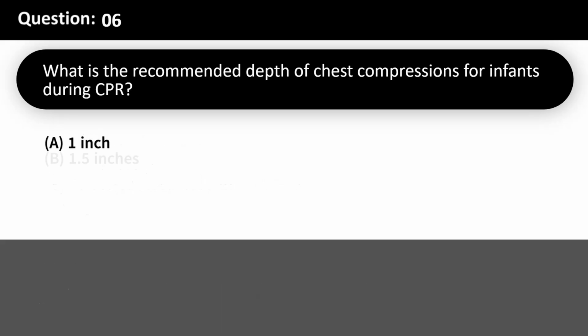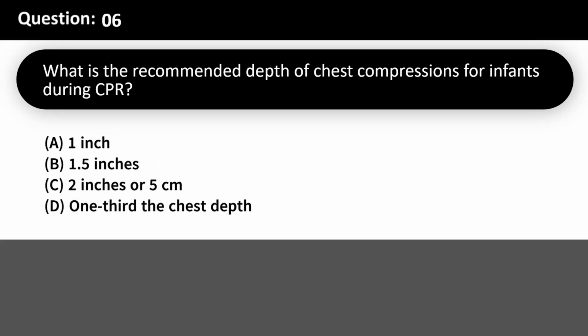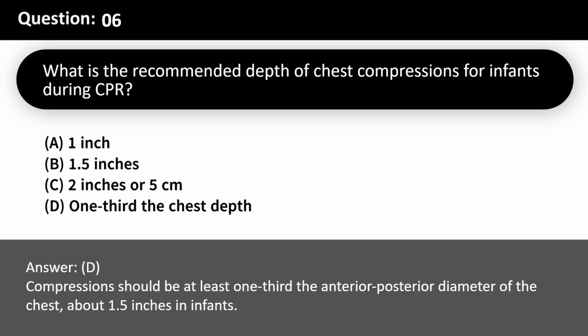What is the recommended depth of chest compressions for infants during CPR? A. 1 inch. B. 1.5 inches. C. 2 inches or 5 centimeters. D. 1/3 the chest depth. Answer: D. Compressions should be at least 1/3 the anterior-posterior diameter of the chest, about 1.5 inches in infants.